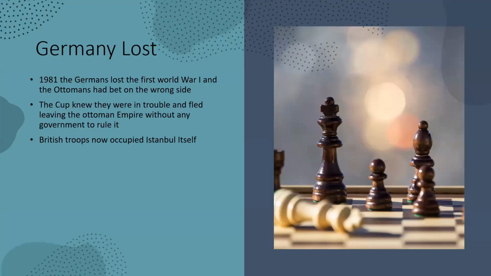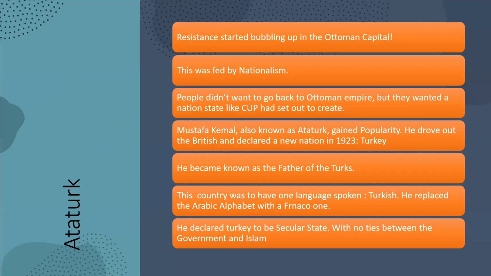All right, let's move on to the next one. Now what happened? Germany lost. Eventually, we know what happened in World War I. The Germans lost the First World War, and the Ottomans had bet on the wrong side. The Sultan's leaders knew they were in trouble, so they fled, leaving the Ottoman Empire without any government to rule it. Now the British troops occupied Istanbul itself.